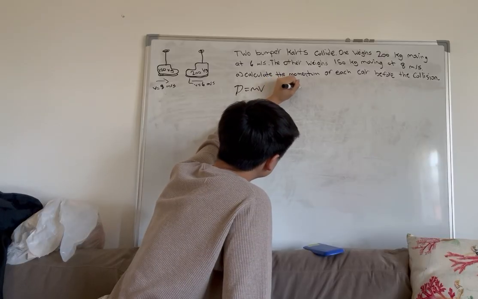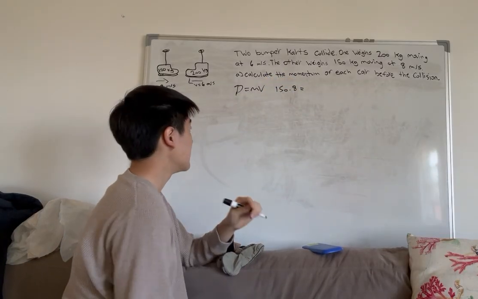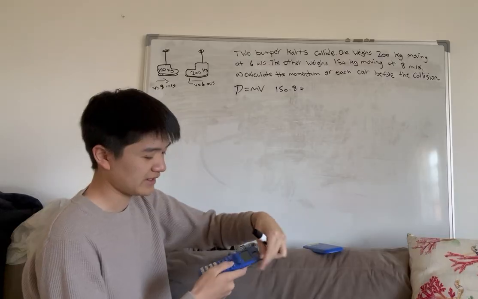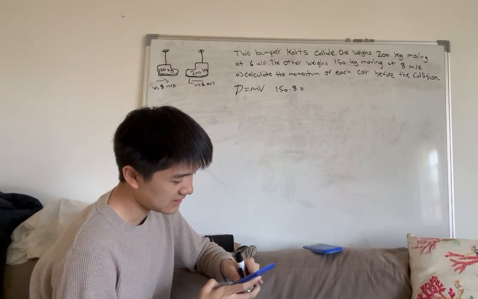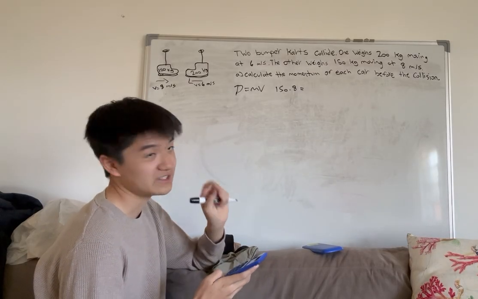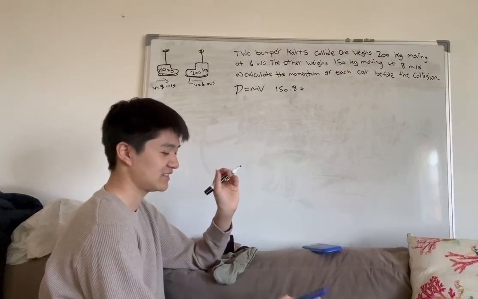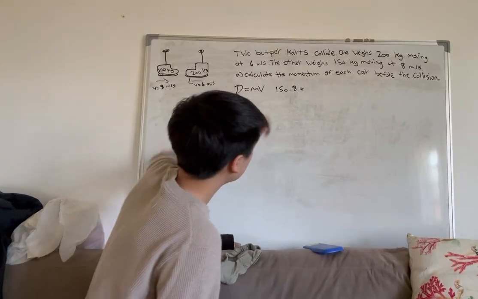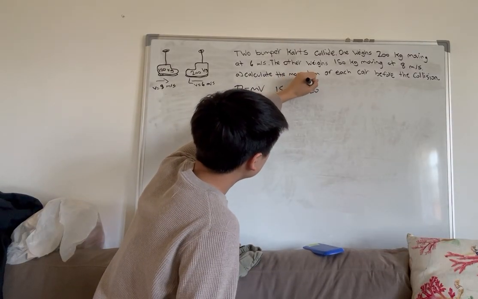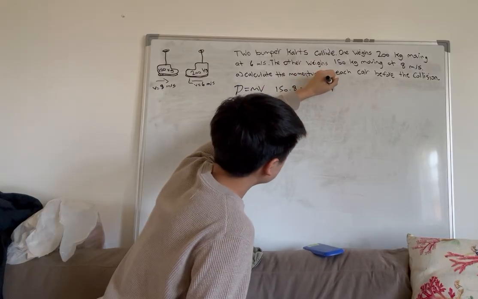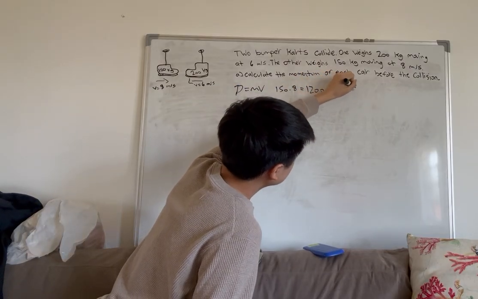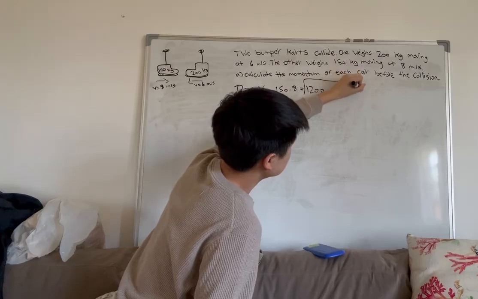150 times 8, which is gonna equal 900, but I'll just do it in my calculator to make sure. 150 times 8, yep. Oh, no, not 900, 1200. This is why we use a calculator. Can't do mental math. So it's gonna equal 1200 kilograms times meters per second. That's gonna be our first answer. I'm gonna box it in.